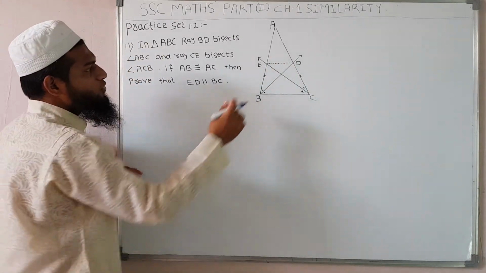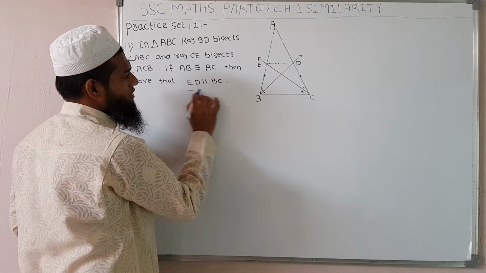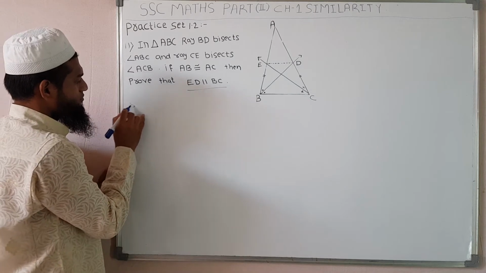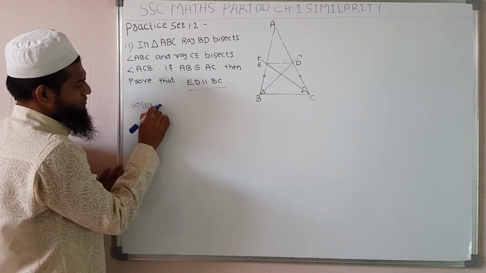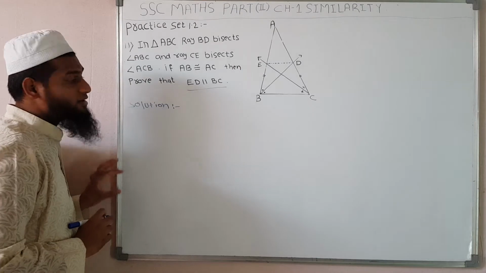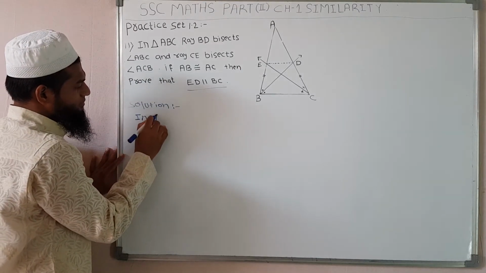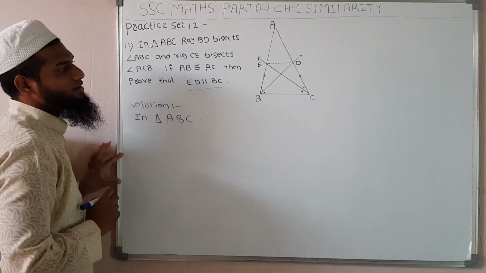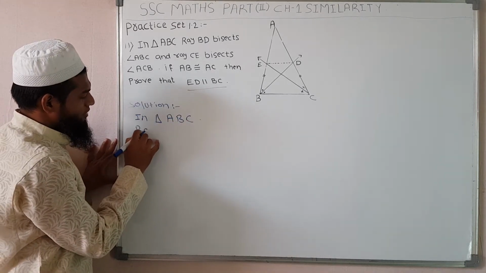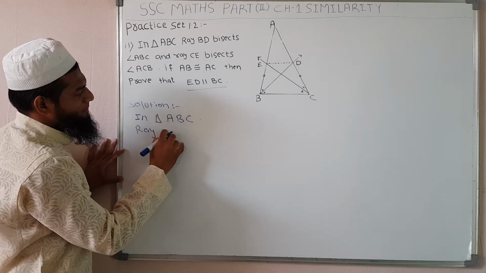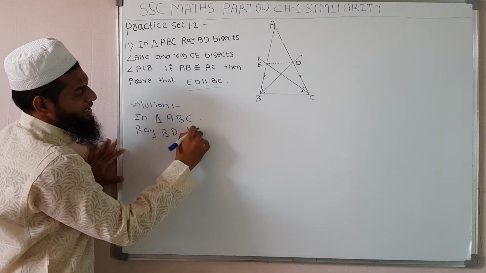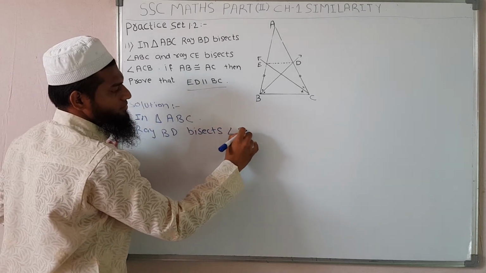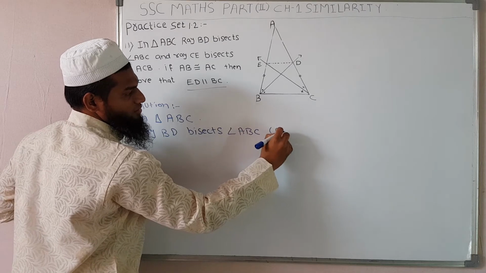Okay, what we have to prove? This ED is parallel to BC. Now, solution. What is the solution here? In triangle ABC, ray BD bisects angle ABC. This is given.